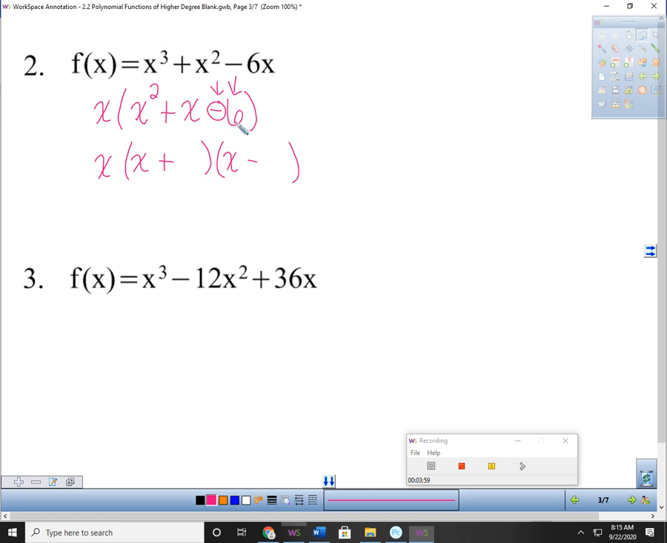Well, 6 and 1, that would subtract to make 5. 3 and 2 multiply to make 6, and they do subtract to make 1. Now I want that in the middle to be positive. So I know the 3 is going to go with the plus and the 2 will go with the minus. Now I have my three factors. I'll set those equal to 0. And that's going to give me 0, a negative 3, and a positive 2 for my set of numbers.